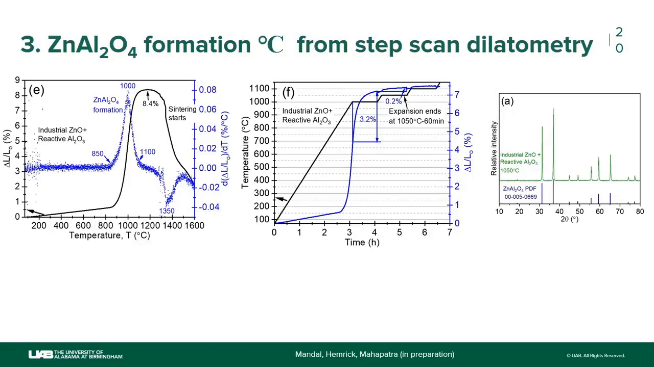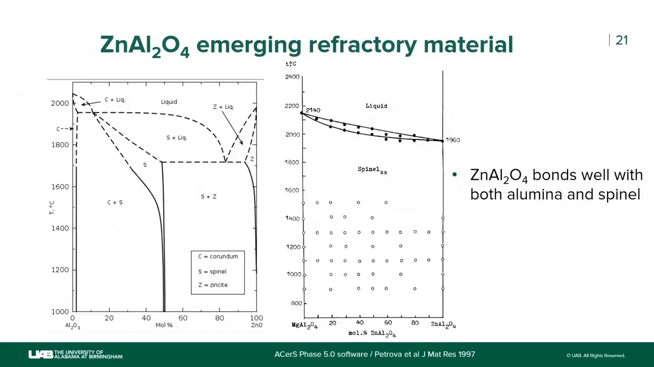And we confirmed this with XRD. It was a single phase zinc aluminate, no unreacted zinc oxide, no unreacted aluminum oxide. So this dilatometric step scan is again confirming that you just run one single test and you get to know at what temperature you should calcine your material in order to form a phase. It can be mullite, because mullite again expands just like spinel or zinc aluminate.